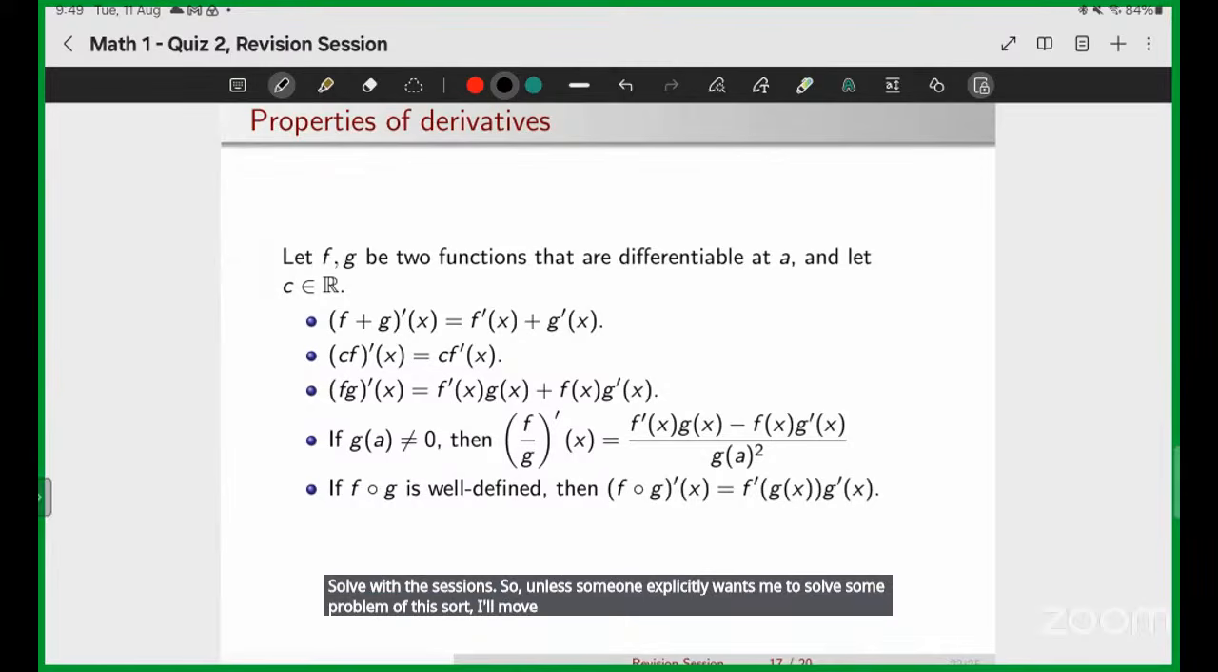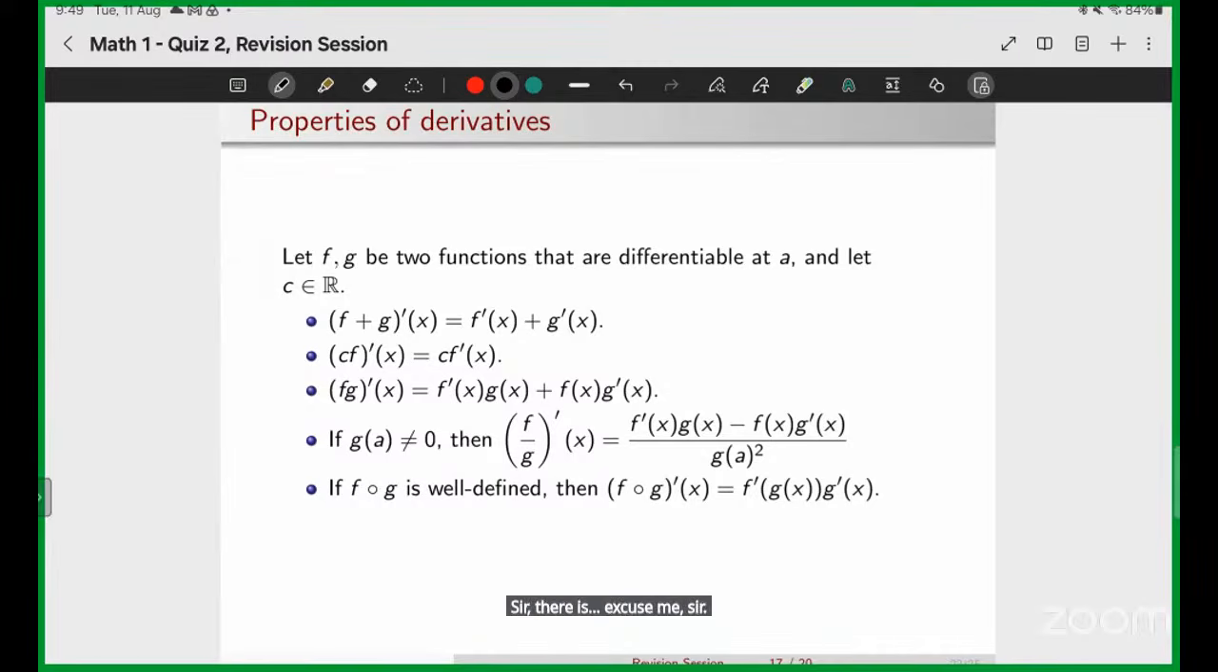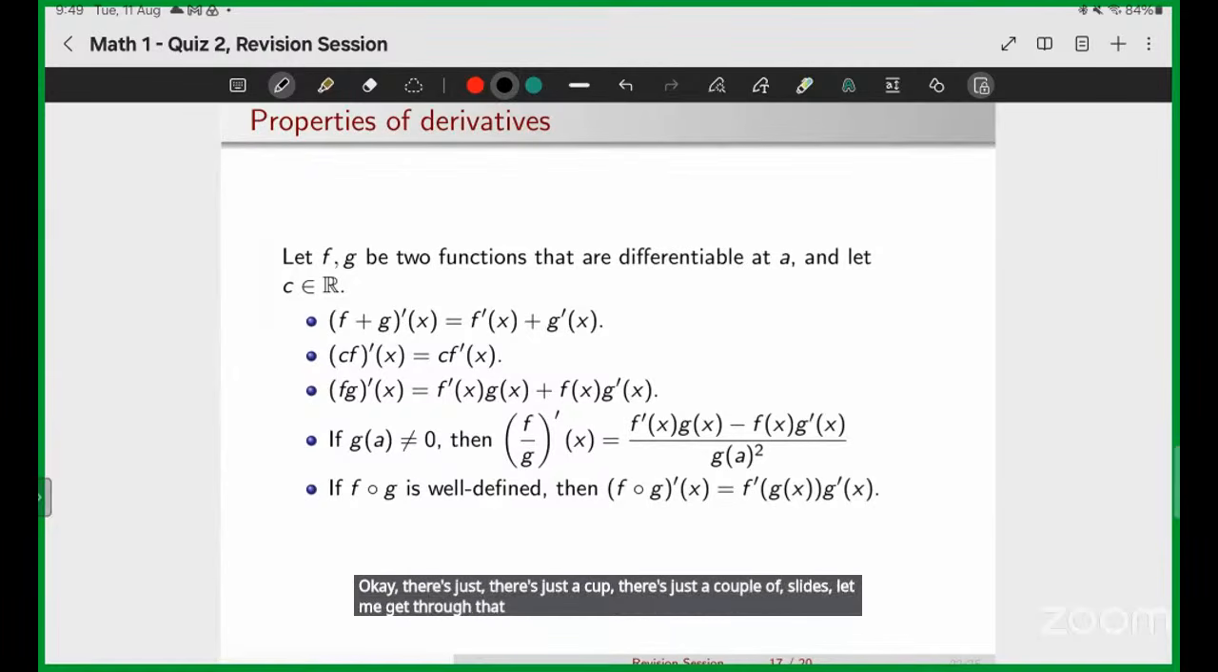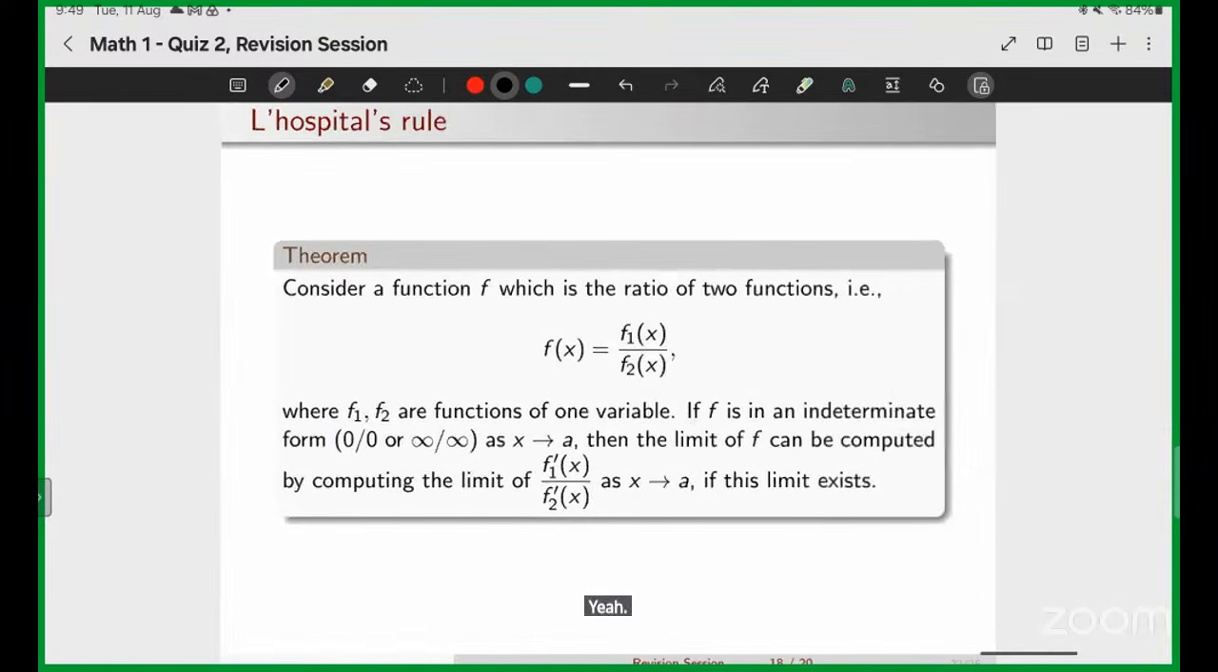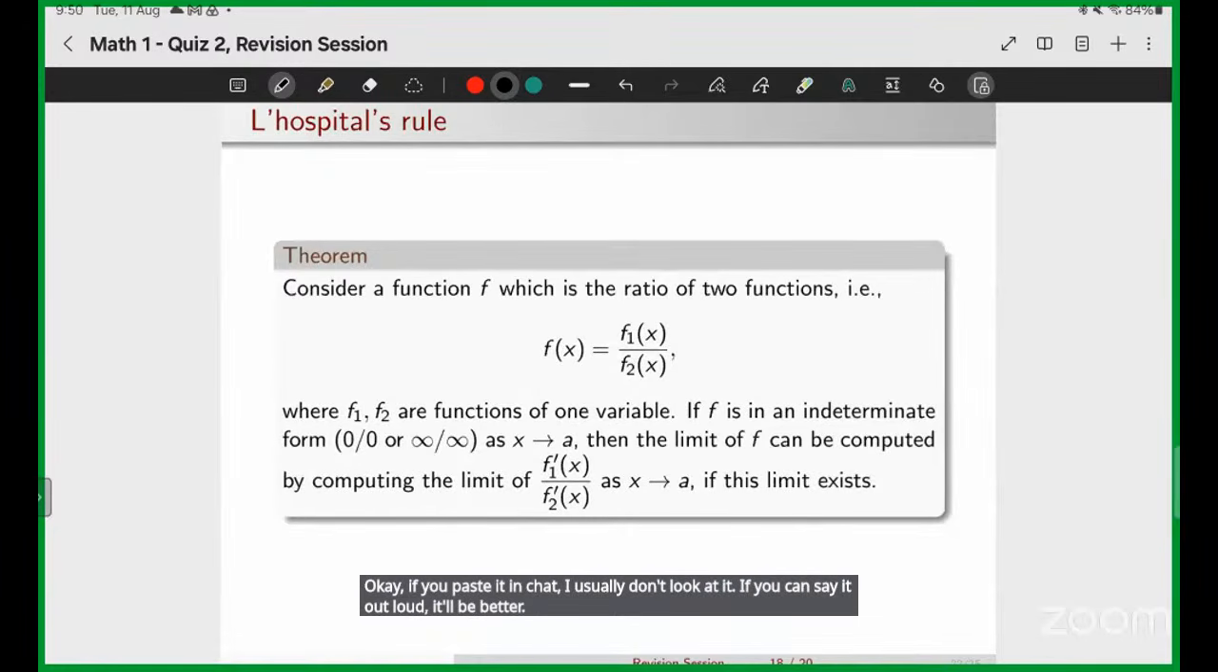Excuse me, sir. There is a question of continuity. I am not able to solve it. I put it on the chat. There's just a couple of slides. Let me get through that, and then we'll take a look at it. Is that fine, sir? Okay, sir. I will put it in the chat. If you paste it in chat, I usually don't look at it. If you can say it out loud, it'll be better. I'll let you know once the slides are done. Okay, sir, I'll let you know. You can just say it out, and then we can discuss.